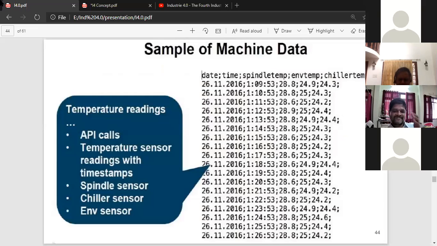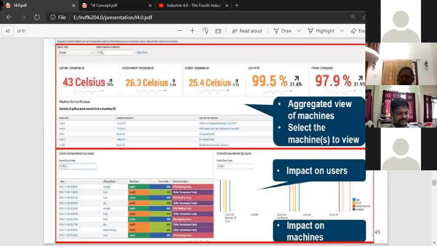Just another example of machine data: take one line item here. The first thing is date, then a temperature sensor, timestamp, spindle sensor, chiller sensor, environment sensor. These are all probably comma separated values. The headings tell you what the data is all about: date, time, spindle temperature, environment temperature, chiller temperature, etc. So that's an example of machine data. And these are some utilities in Splunk and others you have.